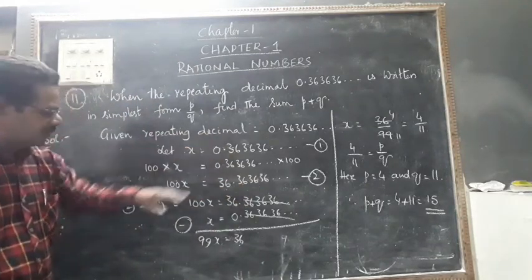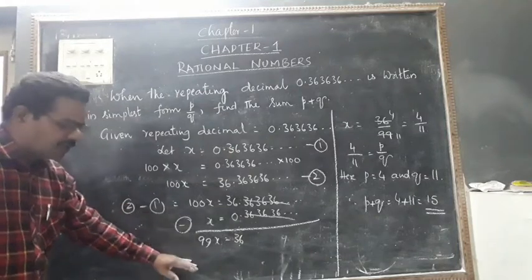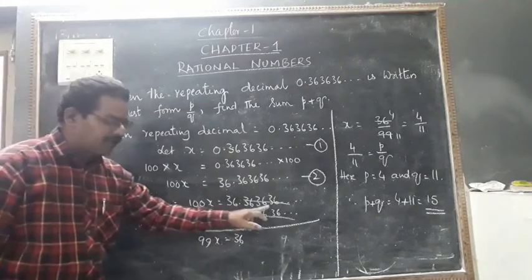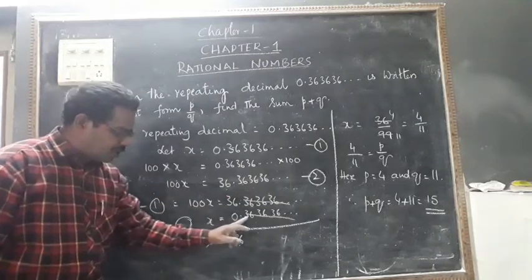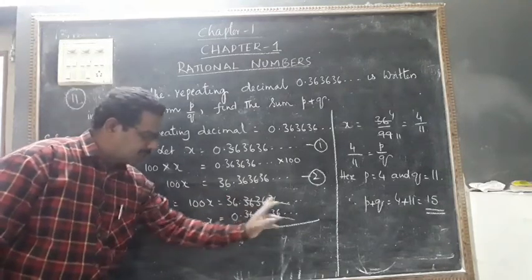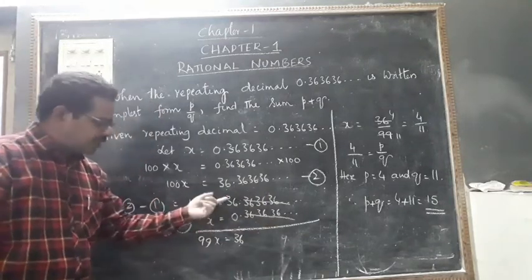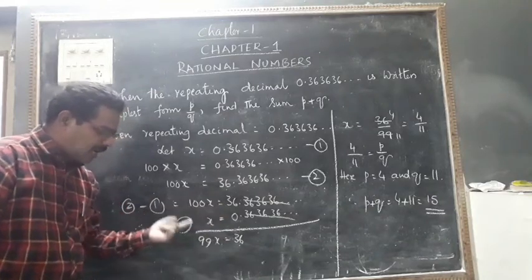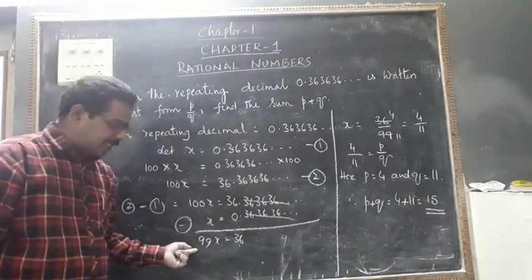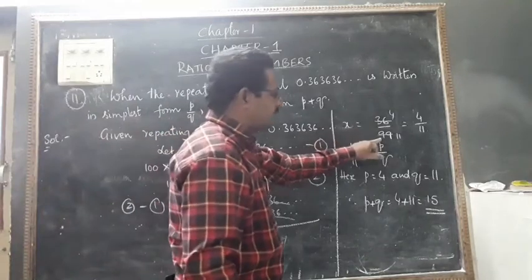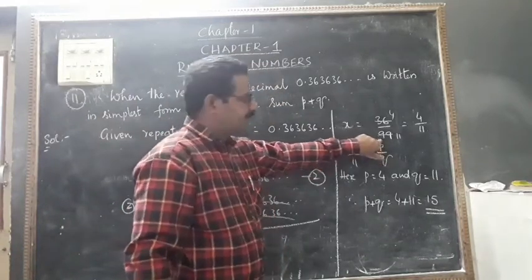This is the first equation. Second equation minus first equation. 100x is equal to 36.3636, x is equal to 0.363636. The 3636 can be cancelled and 36 minus 0 is equal to 36. 100x minus x is equal to 99x. So x is equal to 36 by 99.